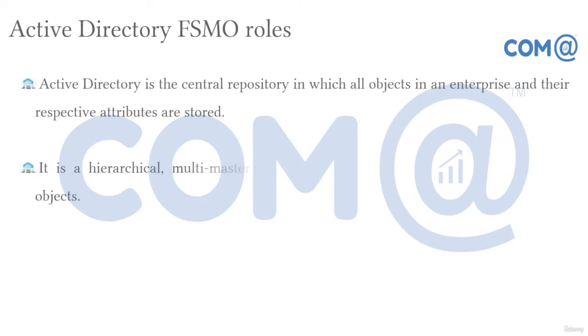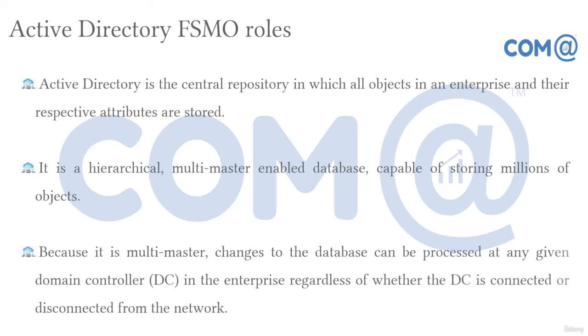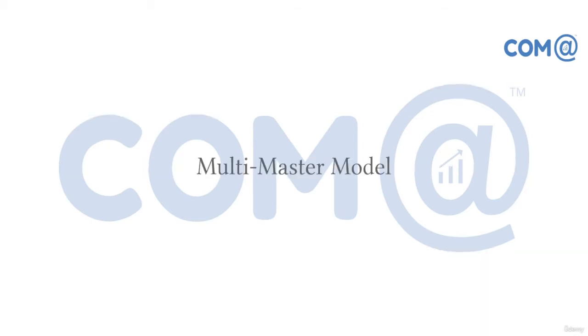Basically, the Active Directory is the central repository in which all objects in an enterprise and their respective attributes are stored. It is a hierarchical multi-master enabled database which is capable of storing millions of objects. Because it is multi-master, changes to the database can be processed at any given domain controller in the enterprise, regardless of whether the domain controller is connected or disconnected from the network.